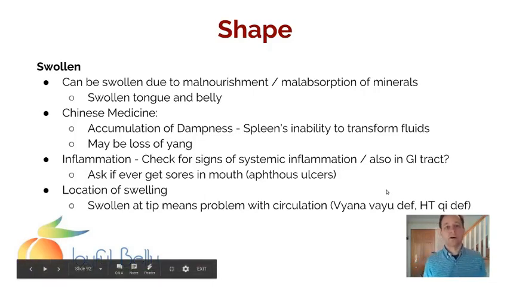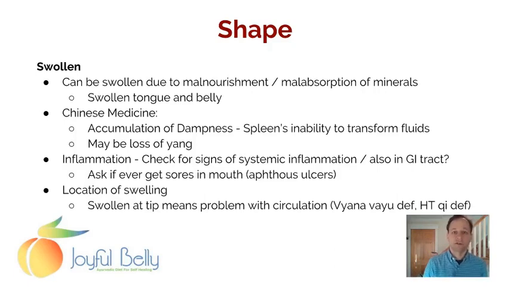Swelling on the tongue can also happen due to malnourishment. We've all seen photos of countries experiencing a famine, and the children there may have a swollen belly or a swollen tongue. So when you're malnourished, the belly and the tongue will become swollen. This can also happen if there's malabsorption of minerals for one reason or another.